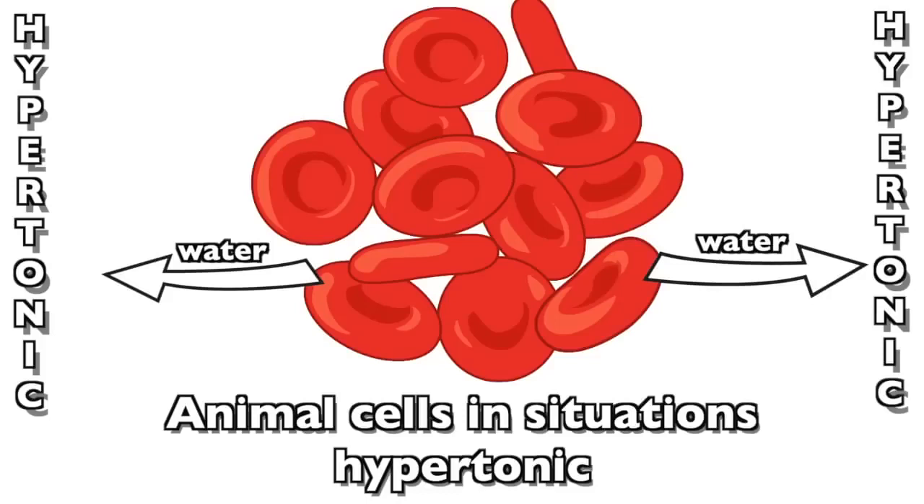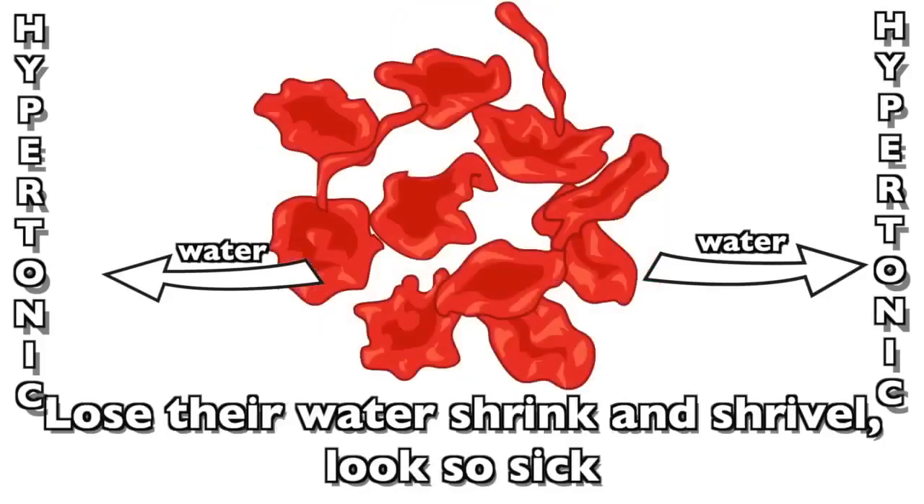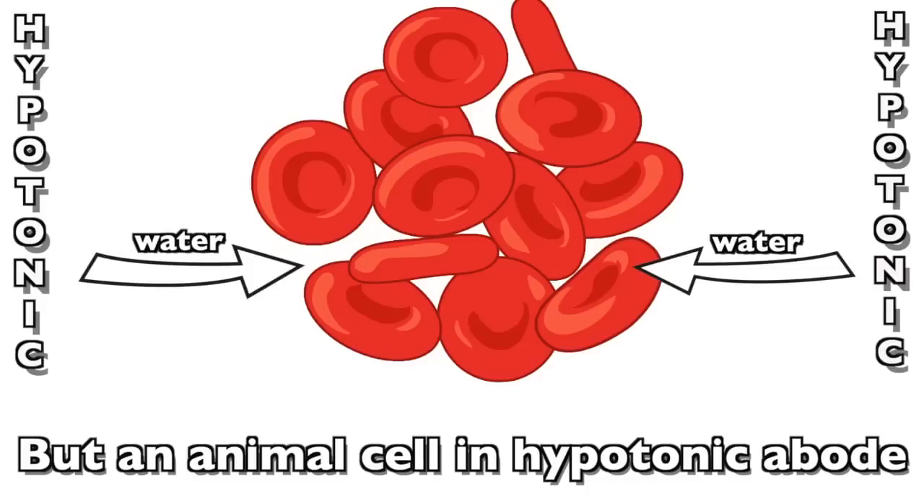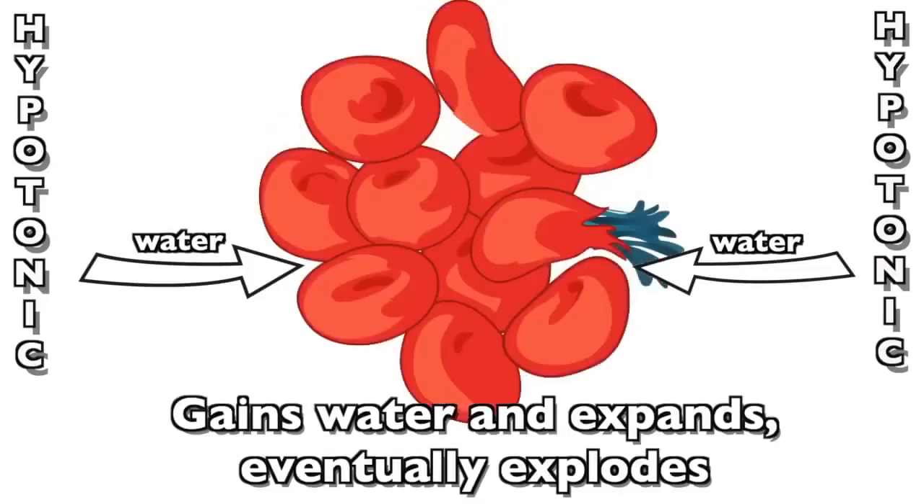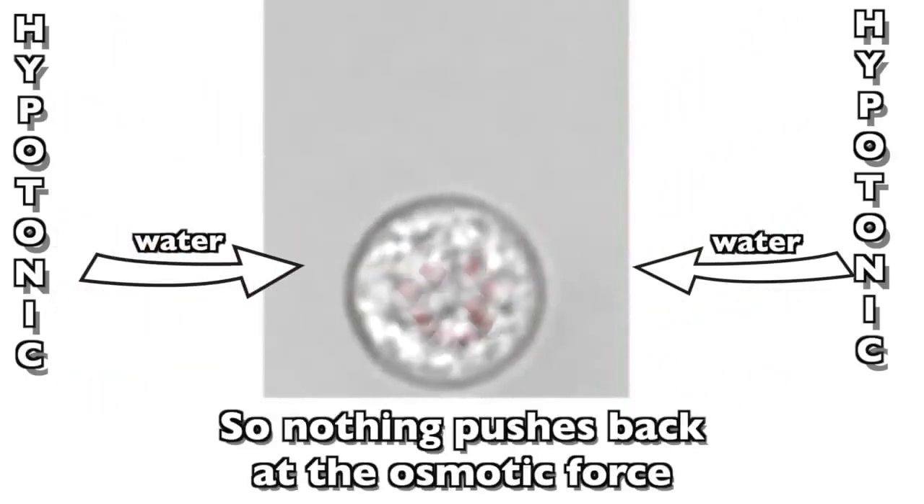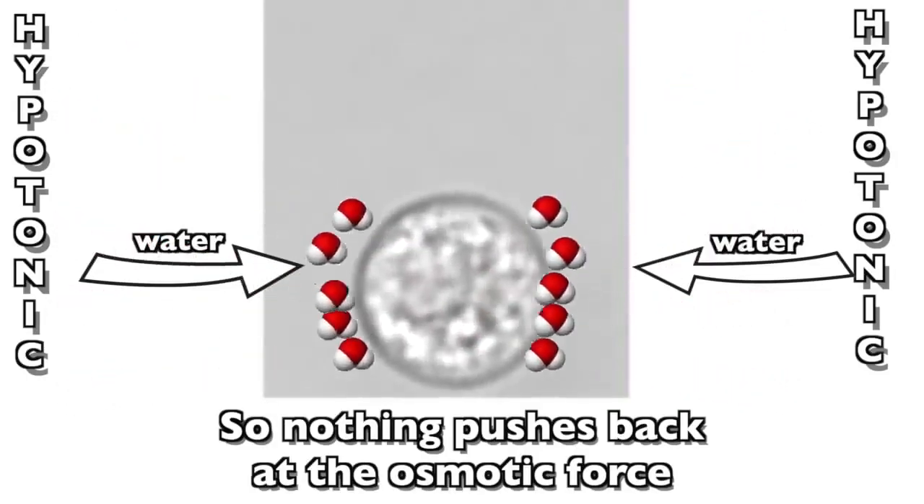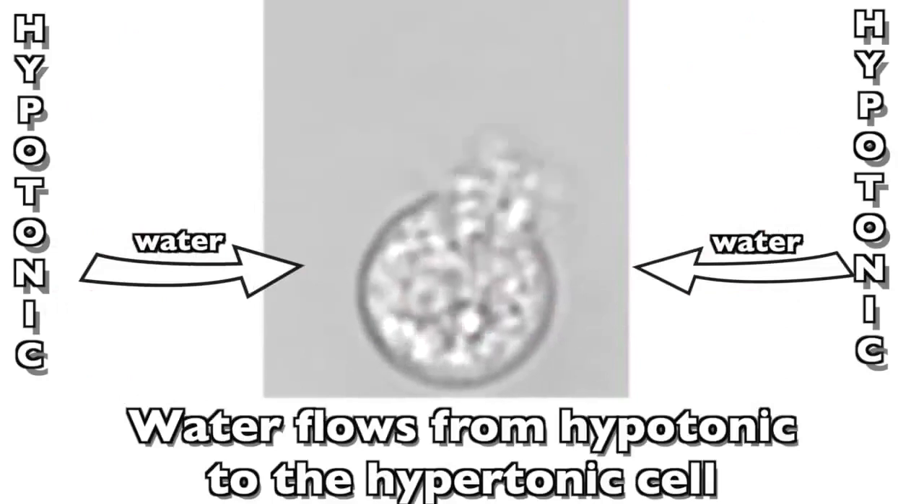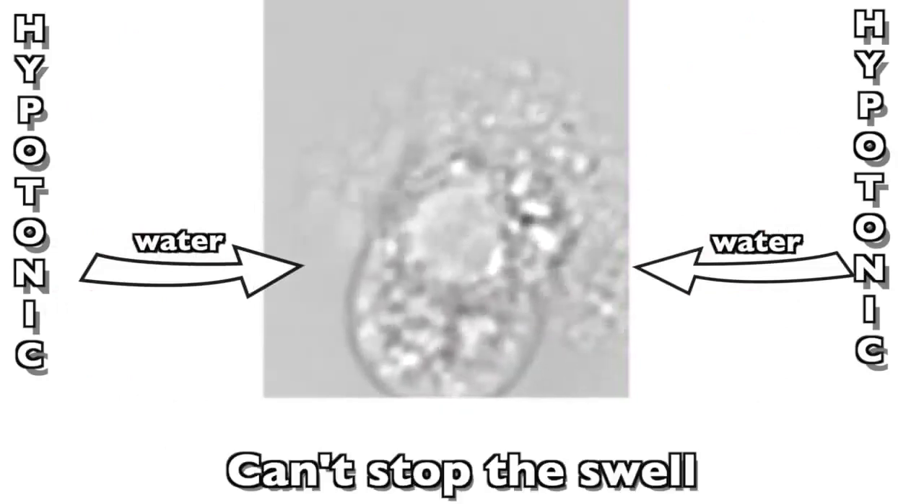Animal cells in situations hypertonic lose their water, shrink and shrivel, looks so sick. But an animal cell in hypotonic abode gains water and expands, eventually explodes, because animal cells lack a wall, of course, so nothing pushes back at the osmotic force. Water flows from hypotonic to the hypertonic cell, which bursts because the membrane can't stop the swell.